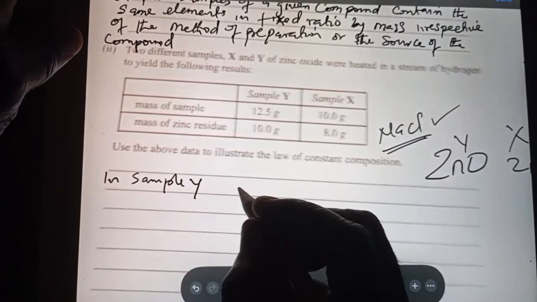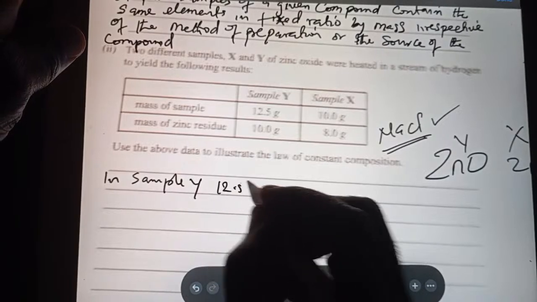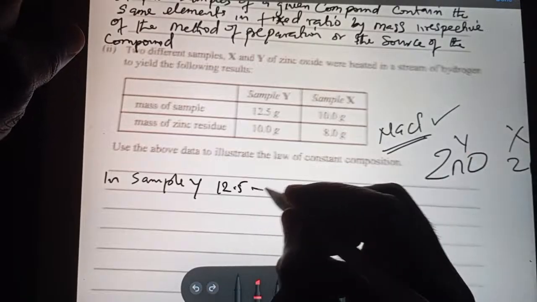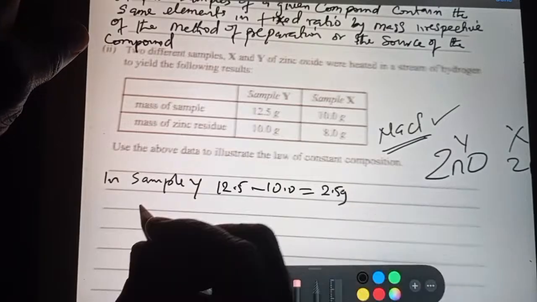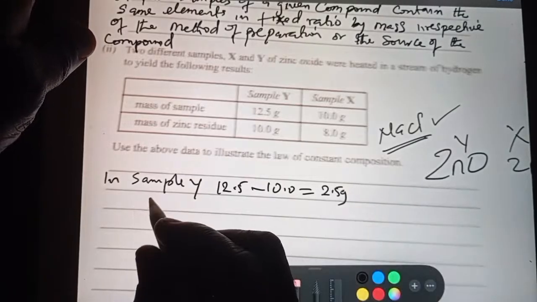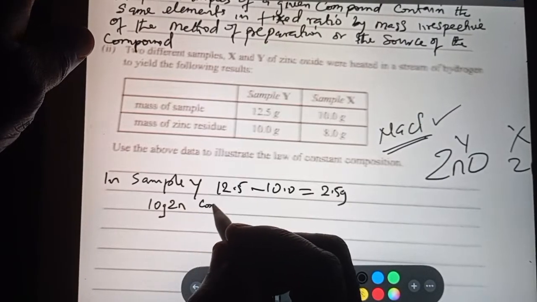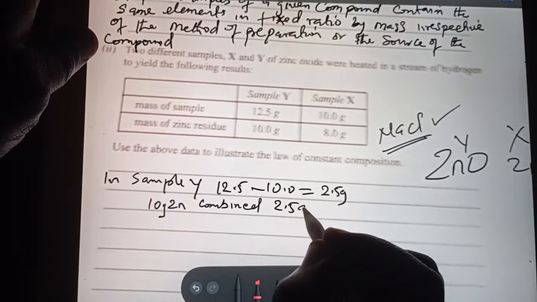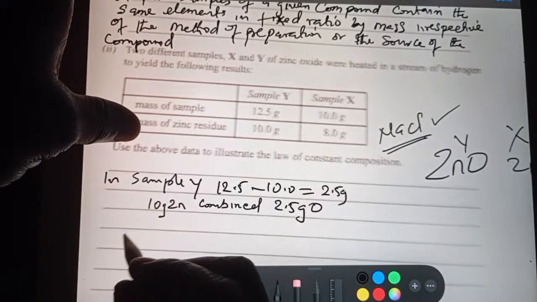Sample Y, mass of oxygen, you say 12.5 minus 10.0 is what? 2.5 grams, which implies that 10 grams of zinc combined with 2.5 grams of oxygen.